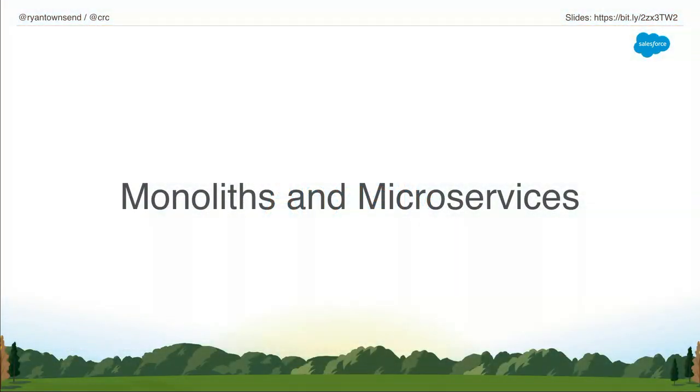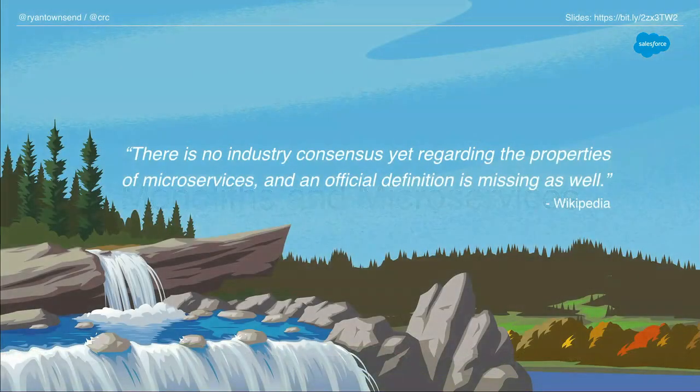But let's talk about the definitions of these two words first, just to make sure everybody's on the same page. So we're going to talk about monoliths and microservices. Monolith being something that is a single deployed application, generally from a single code base. A microservice being a set of services that are deployed independently, also generally in different code bases.